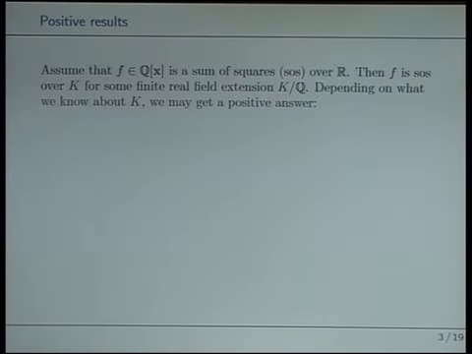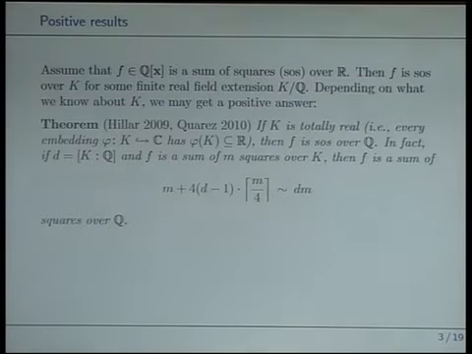So before I go into this example and the discussion, let me first recall what kind of positive results on behalf of Sturmfels' question were known before. By just general reasons, it is easy to see that when you have a rational polynomial that is SOS over R, then you find a sum of squares representation not just over the reals, but over some finite real field extension of the rationals. And now, depending on what we know about this finite extension K of Q, Sturmfels' question may actually have a positive answer. Depending on the nature of K, we may be able to conclude that we can descend the SOS representation to the rationals.